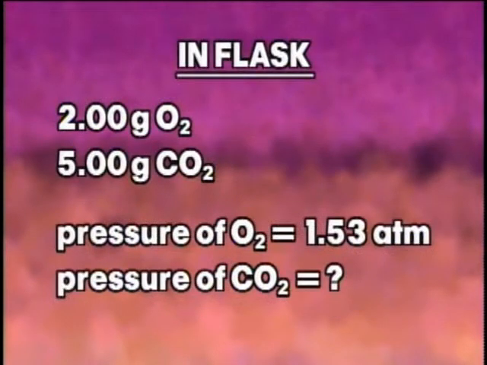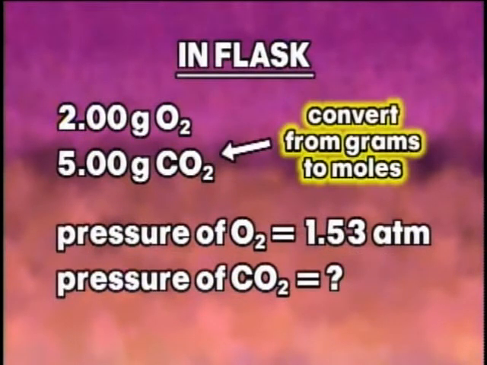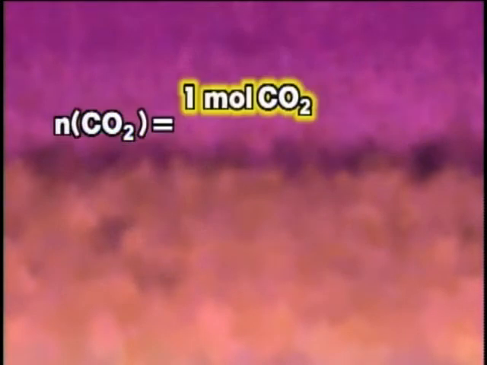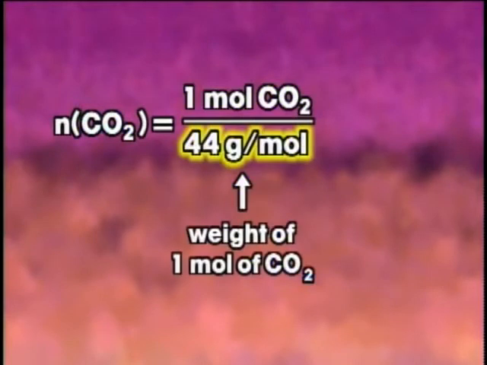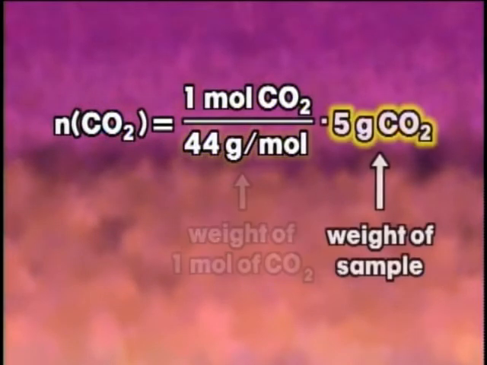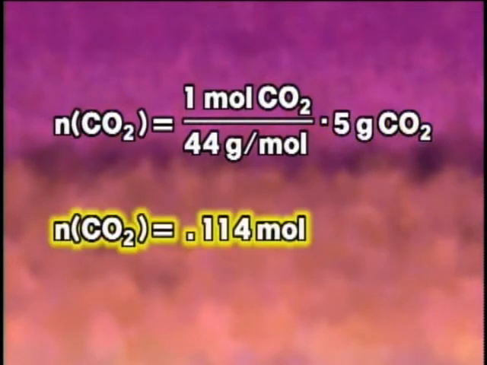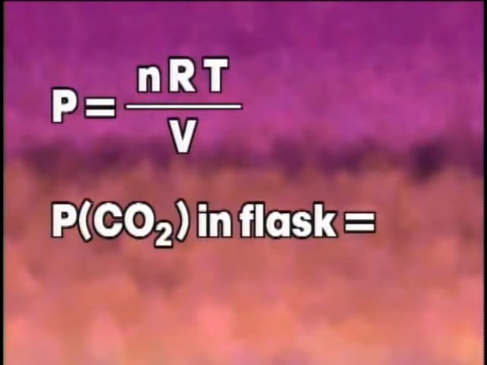On to carbon dioxide. We have to convert from grams to moles again. The number of moles of carbon dioxide equals 1 mole of carbon dioxide over the molecular weight of 1 mole of carbon dioxide, 44 grams, times the weight of our sample, 5 grams. That equals 0.114 moles. Now we're ready to find the pressure of the carbon dioxide in the flask.